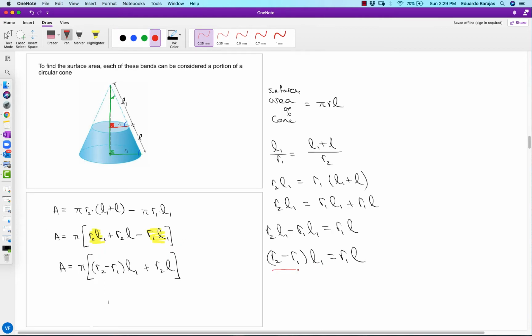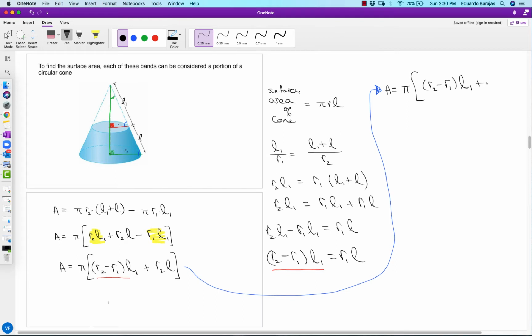Now this looks exactly like that. So we're going to take this equation and plug it right into there. So I'm just going to move it over here to have a little more room. So from over here, put it over here. And I'll copy that little formula, A equals pi times 2 R sub 2 minus R sub 1 L1 plus R sub 2 L.